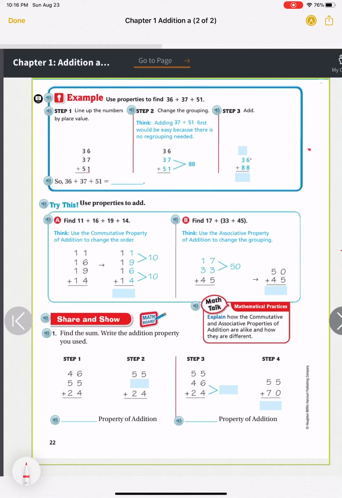All right, now we are on page 22. Let's go over some examples together. Example: use properties to find 36 plus 37 plus 51.